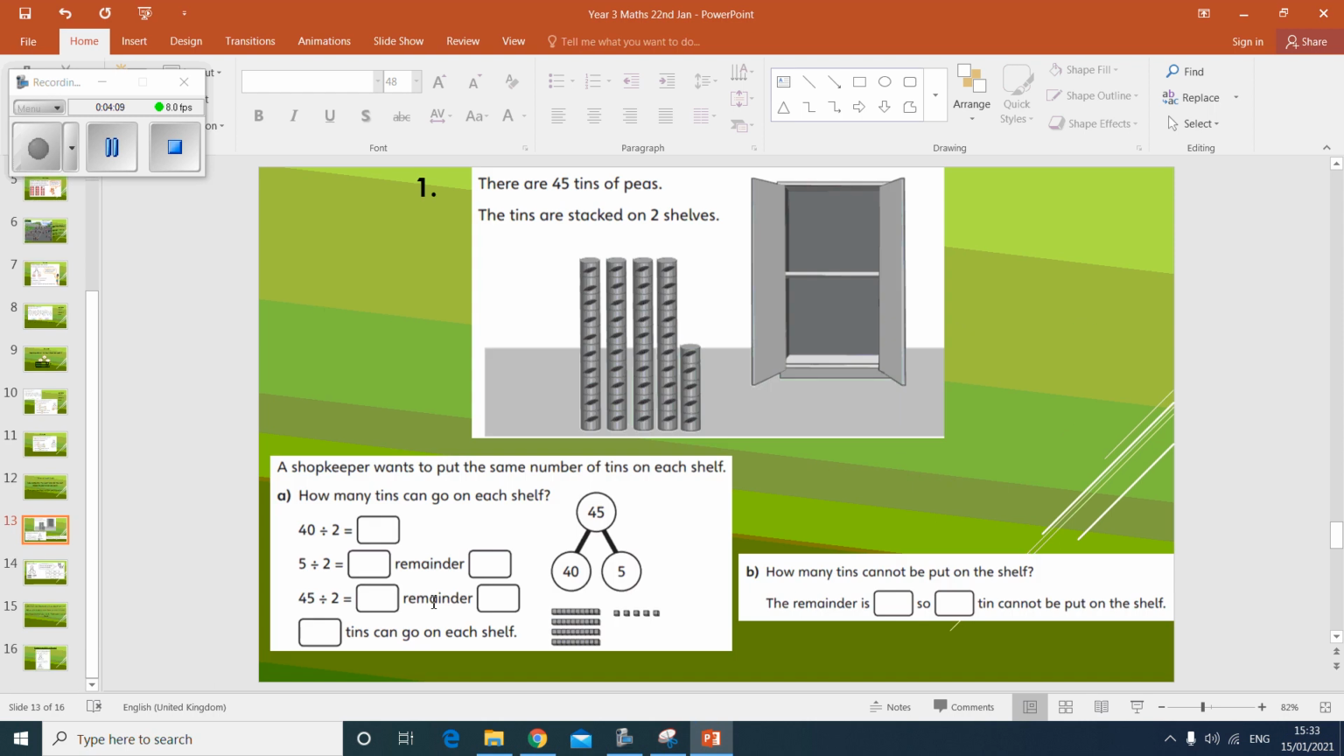Question 1. There are 45 tins of peas. The tins are stacked on 2 shelves. So we're sharing 45 by 2. Answer question A first and then move on to question B. Pause the video here.